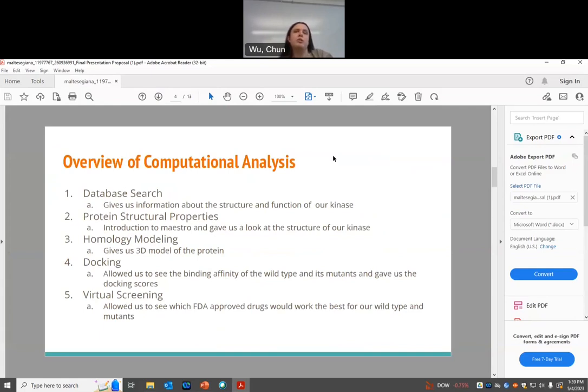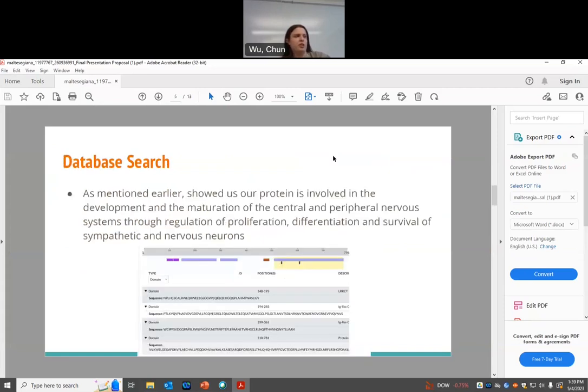Then we were able to do the virtual screening, which found 5 different FDA-approved drugs that worked best for the wild type and our mutants, and those could be further studied. So this is just another overview. As mentioned earlier, it shows our protein is involved in the development and maturation of the central and peripheral nervous systems. And this is what we got when we did the database search.